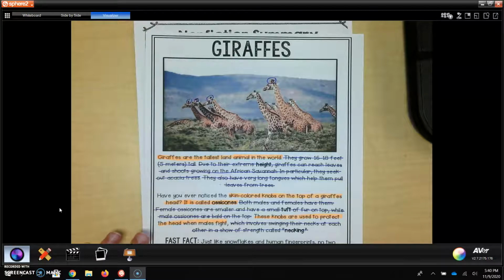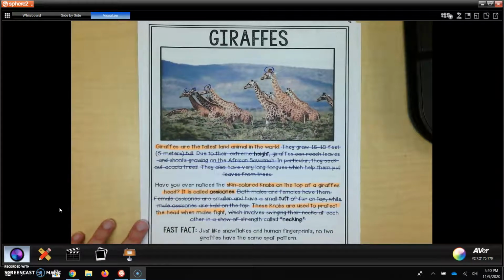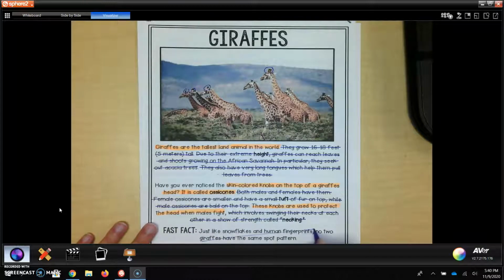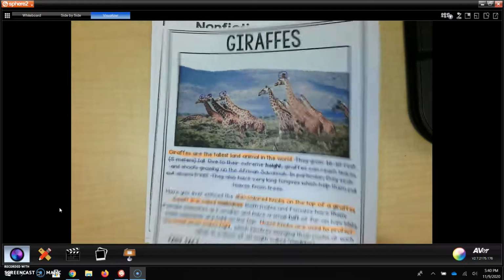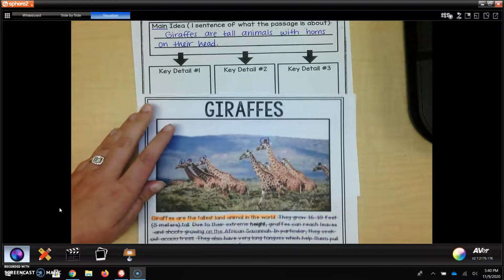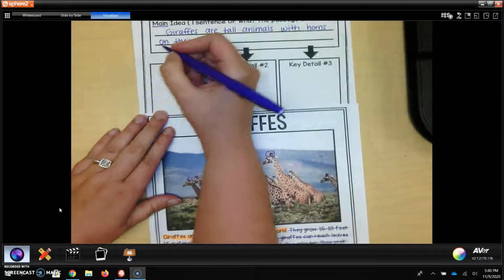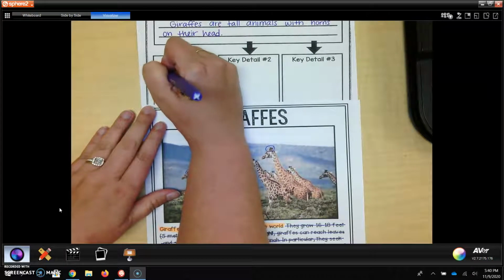And then fast fact: just like snowflakes and human fingerprints, no two giraffes have the same spot pattern. Usually if there's something that says fast fact or fun fact, that's just, once again, an interesting extra detail. So we don't need those. So now let's take what we've learned and plug it in. So key detail number 1, giraffes are the tallest land animal in the world. So I can just go ahead and write that because that's a really short sentence.